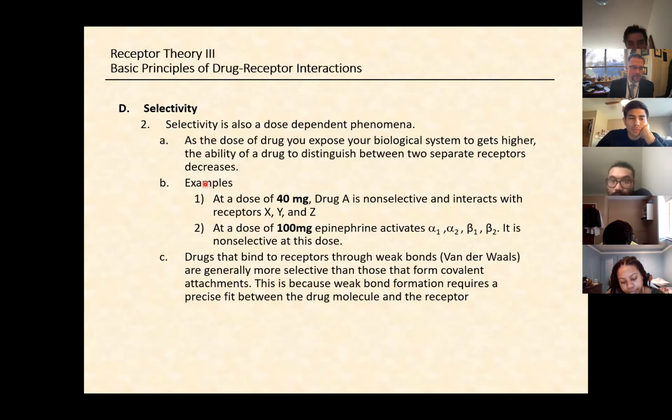And here are the examples that I was using here. You can notice we've gone from 4 milligrams to 40, 10 milligrams to 100. And what's happened in each of these cases is that drug A and epinephrine are now interacting with all the receptors possible that they can. This is just a reiteration of what I said before.